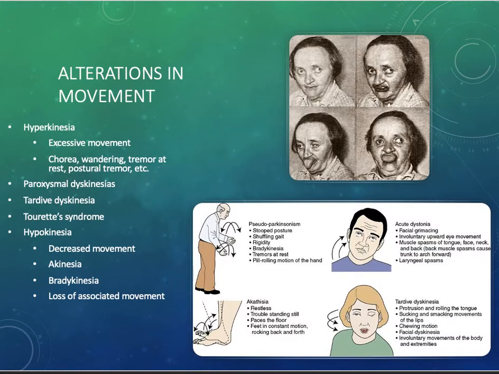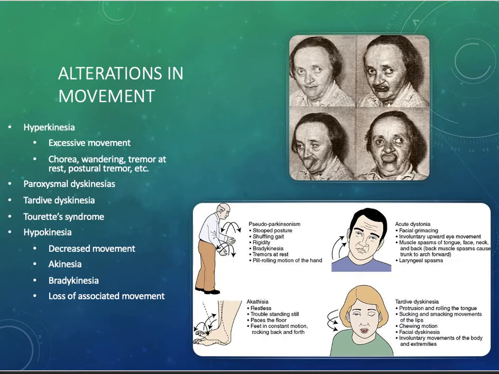All right, so here are some of our movement disorders. So hyperkinesia is an excessive but purposeless movement. So when we talk about hyperkinesia, we've got examples that include things like wandering. We see this with patients with Alzheimer's disease who wander. Chorea, that's an involuntary movement that affects the shoulders and the face a lot of times.